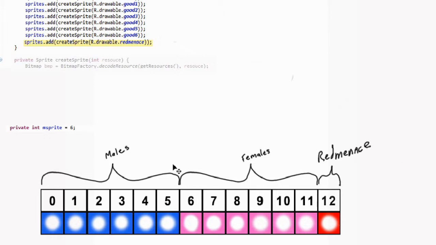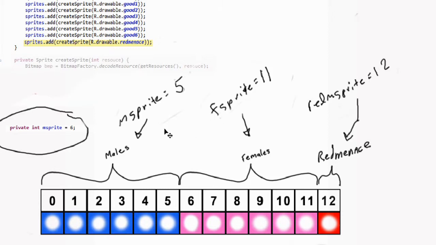Like I said before, I only kept track of the males, as you can see here, but this time I'm going to keep track of the male and the female, but also the red menace. I can get away without keeping track of the red menace if I don't want to, but I figure if I'm going to keep track of two, I might as well keep track of all three. So what I'm going to do is this.